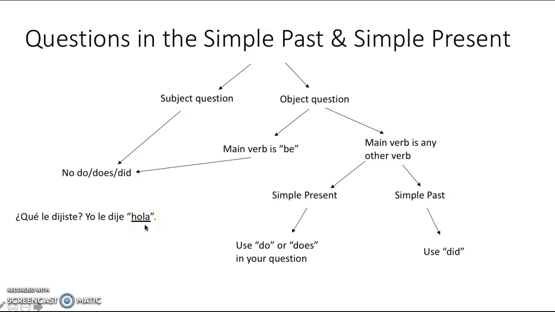So let's think how we could translate this into English. So first we decide if it's a subject or object question. This is an object question, right? We've already decided. Now we have to look at the verb. Is the verb to be? No, it's decir or say. So it's any other verb. Okay. Now we have to decide, is it simple present or simple past? Simple past. So we're going to have to use did as an auxiliary.